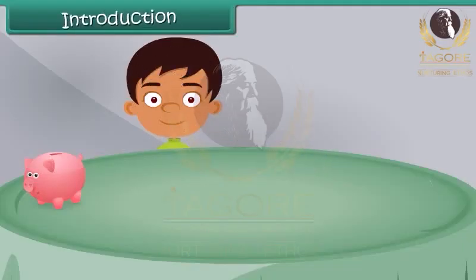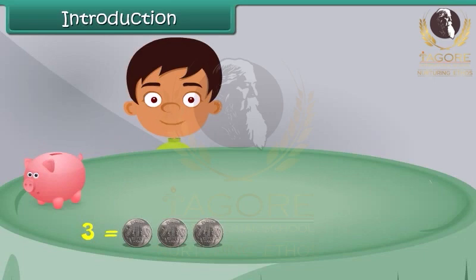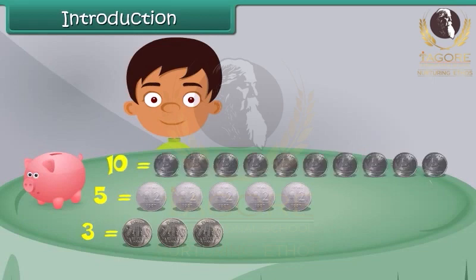Friends, I'm fond of collecting coins. I have my piggy bank filled with lots of coins. Today we'll do something interesting. We will collect information of total number of 1, 2 and 5 rupee coins present in this piggy bank. We have 3 1 rupee coins, 5 2 rupee coins and 10 5 rupee coins. Wow! That's a lot of money.